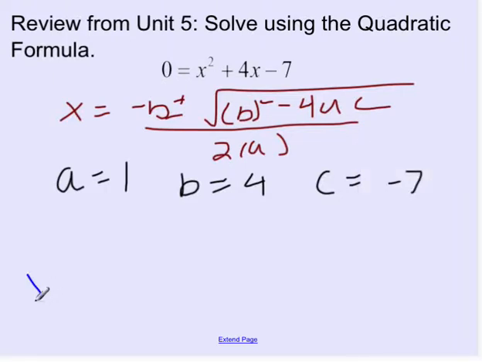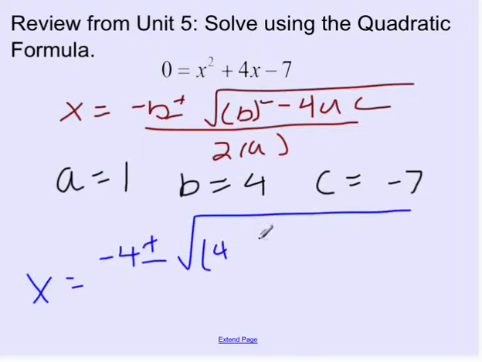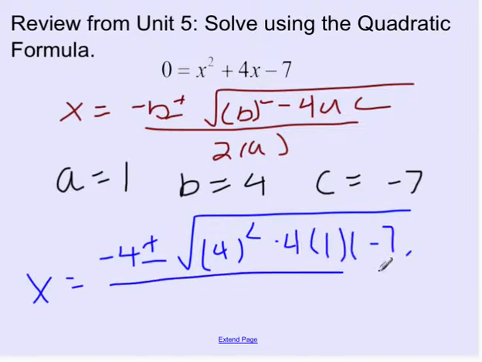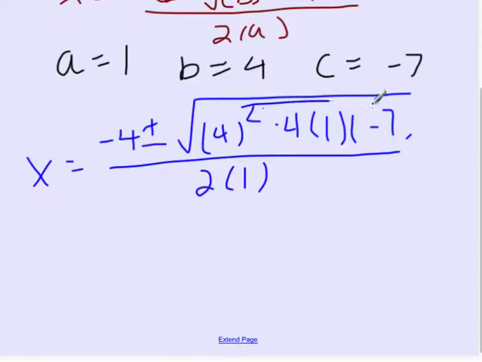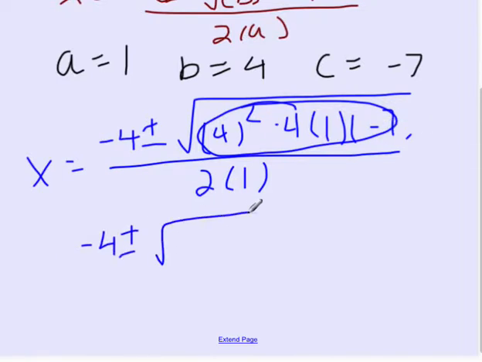So now we're going to plug this into that quadratic formula. So we're going to have x is equal to the opposite of b plus or minus the square root of b squared minus 4 times a times c, all of that over 2 times a. So now remember, we simplify just underneath the radical. We don't put the radical symbol in, we're just going to simplify underneath. So 4 squared minus 4 times 1 times negative 7 is going to give us 44 divided by 2.